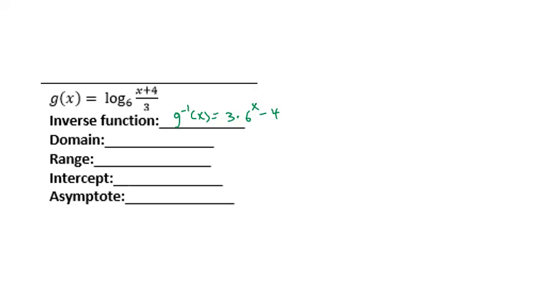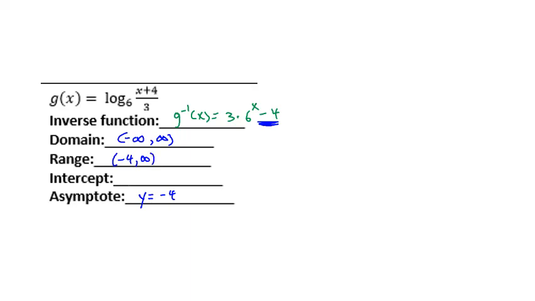The domain for this function, as with all exponential functions, is from negative infinity to positive infinity. Now let's find the asymptote. So remember, this part of it tells us what the asymptote is. So our asymptote is going to be y equals negative 4. That means that our range values are going to be above negative 4. So it's going to be from negative 4 to infinity.